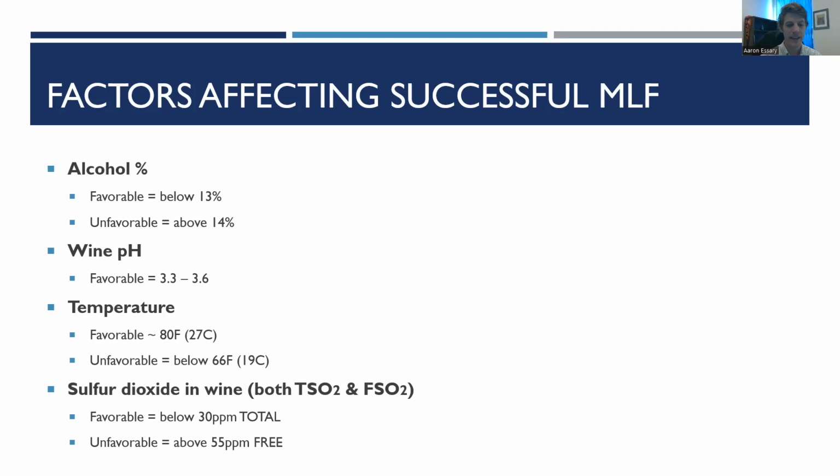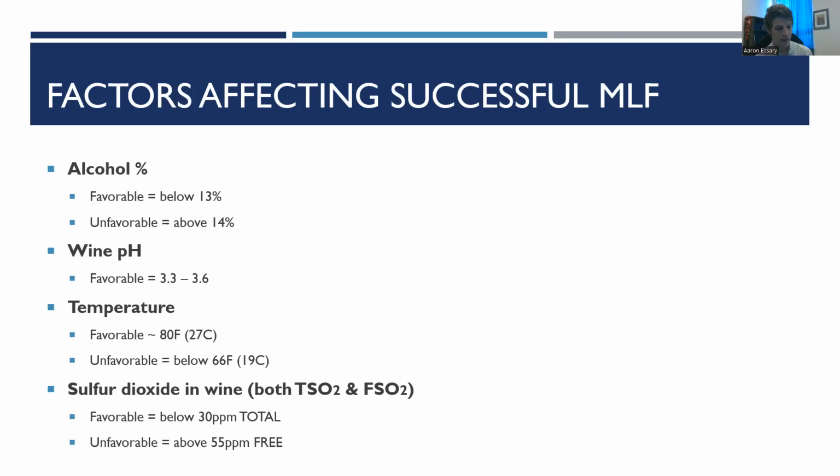Temperature, roughly 80 Fahrenheit, with a deviation of maybe plus or minus 5. Favorable is about 74 to 80 Fahrenheit. Unfavorable conditions are below 66 Fahrenheit. If you have a cold cellar, it's really hard. Or if you have a cold cellar and a cold wine as well, it's harder for that bacteria to really start growing and developing. And then sulfur dioxide, both total and free.